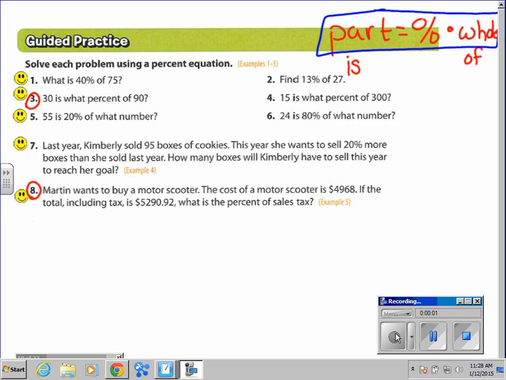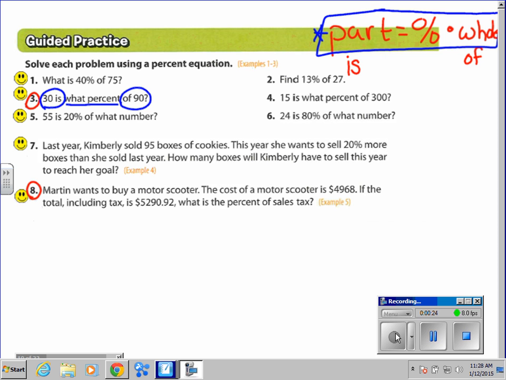If we were to use the percent equation, it says 30 is what percent of 90? Okay, the "is" is your part, the "of" is your whole, and we're trying to solve the percentage. So if I were to set this up, what would I put in? Again, using this equation, what would I put in for my part?